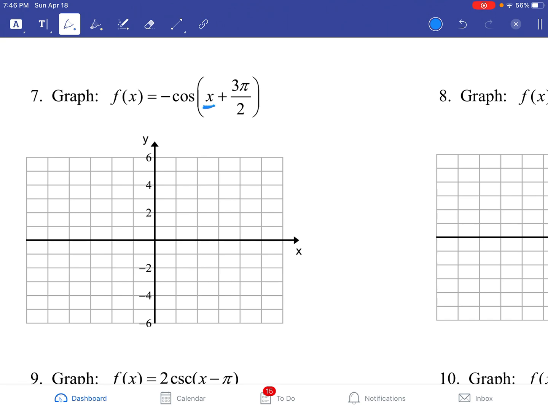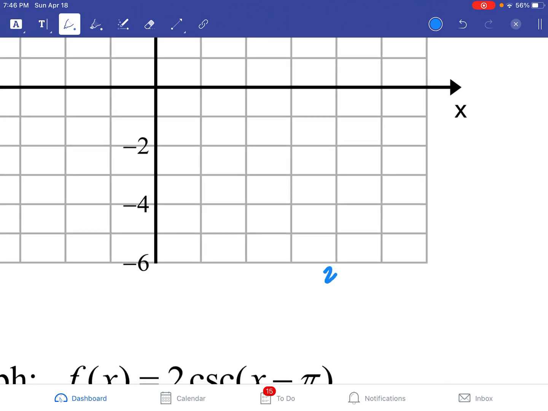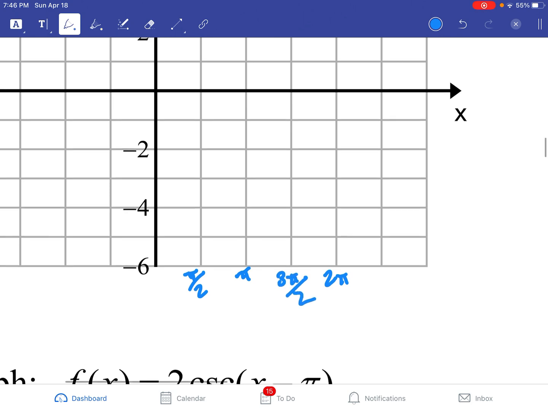Again, nothing is being multiplied or divided by the x term, so our period is still going to be 2 pi. Come over here, do 2 pi. Half of that is pi. Half of pi is pi over 2. And 3 times pi over 2 is 3 pi over 2.